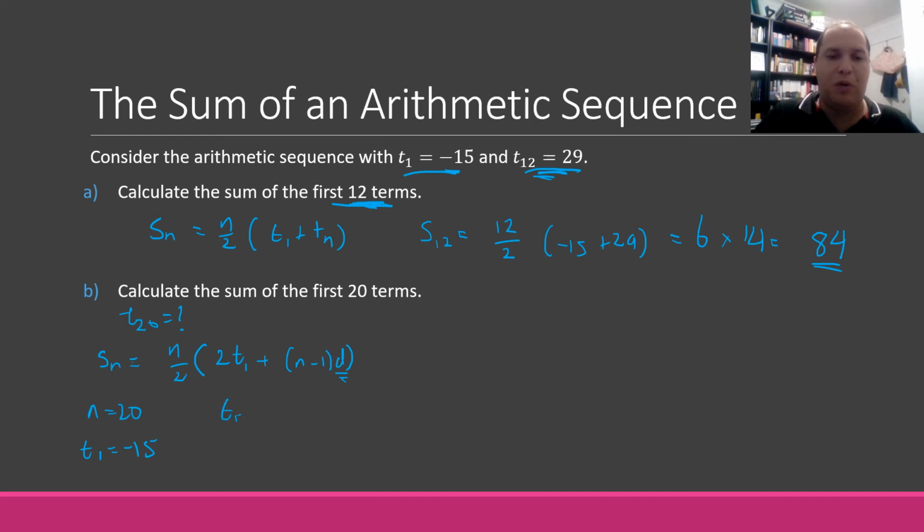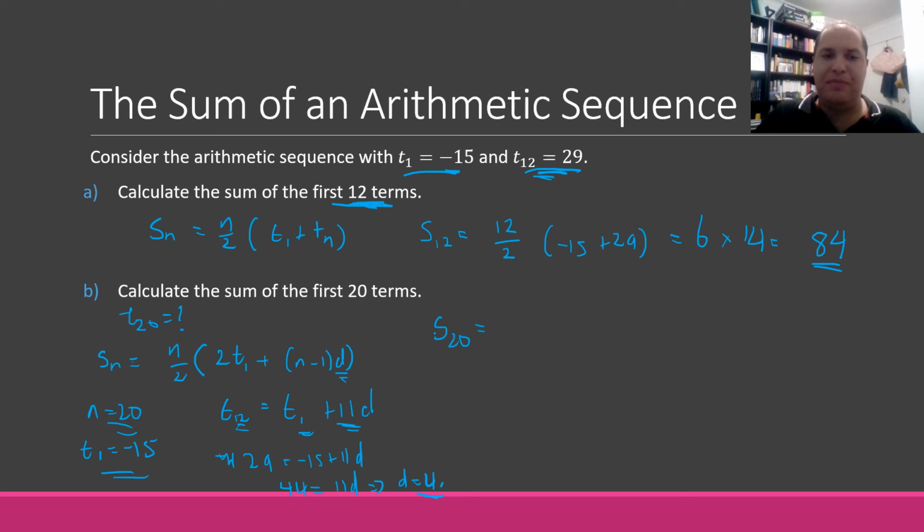So we know T12 is going to be T1 plus 11d. That's just our general formula. To get from T1 to T12, we have to add 11 of our common differences. So substituting those values in, T12 is 29, that's negative 15 plus 11d, and adding 15 to both sides that'll be 44 equals 11d, so d is going to equal 4. And now that I know d, T1 and n, we can just substitute into our formula.